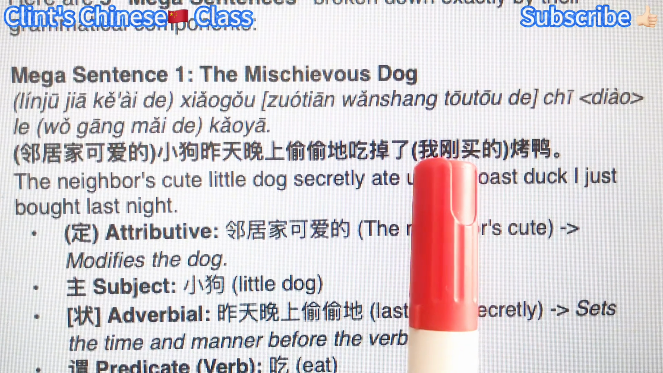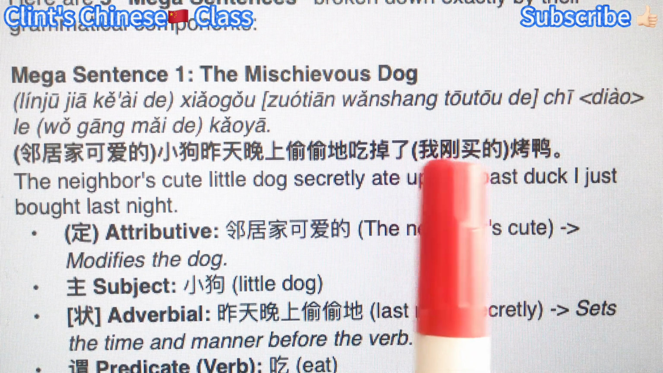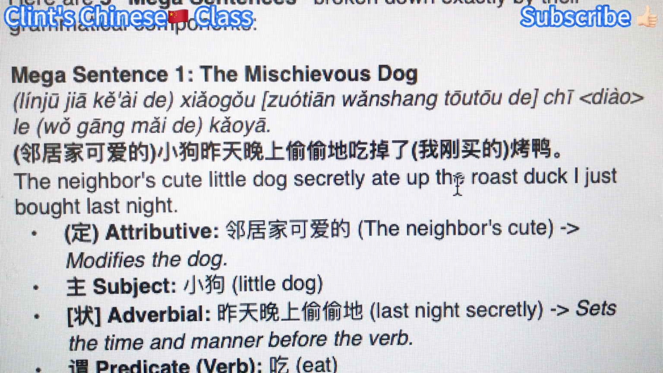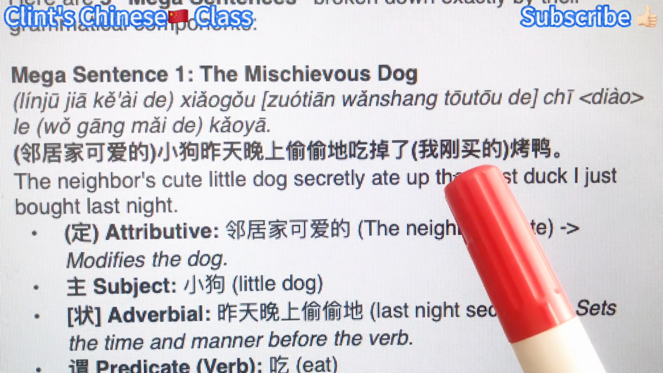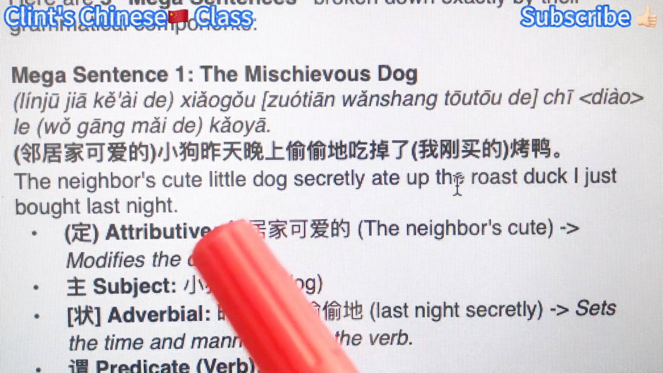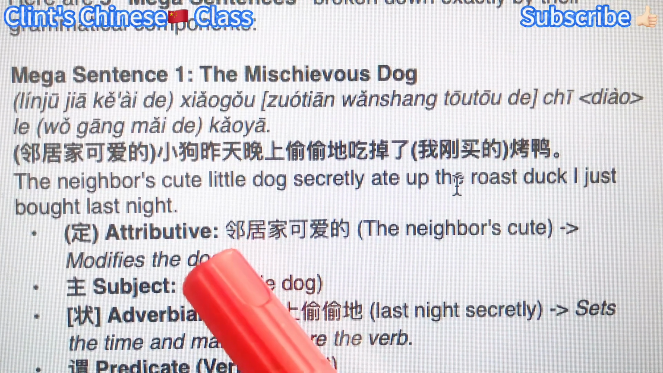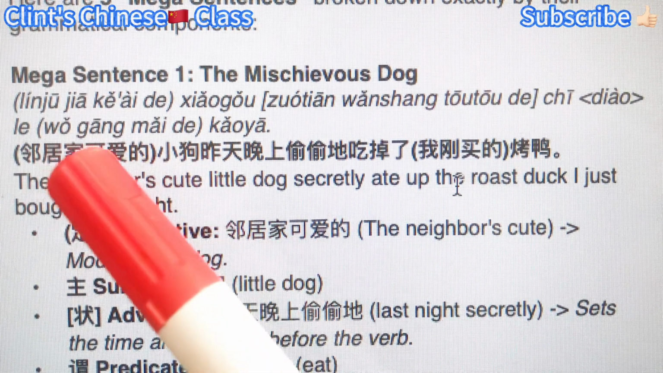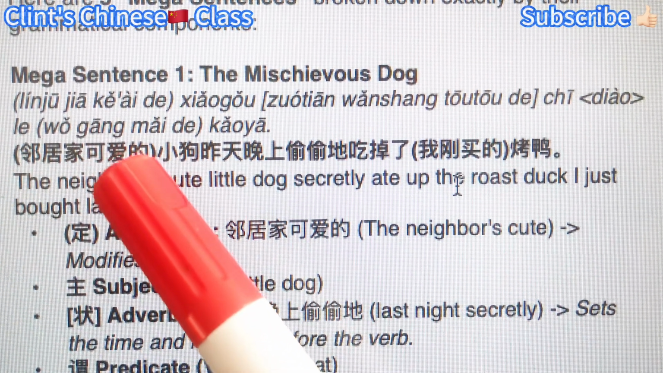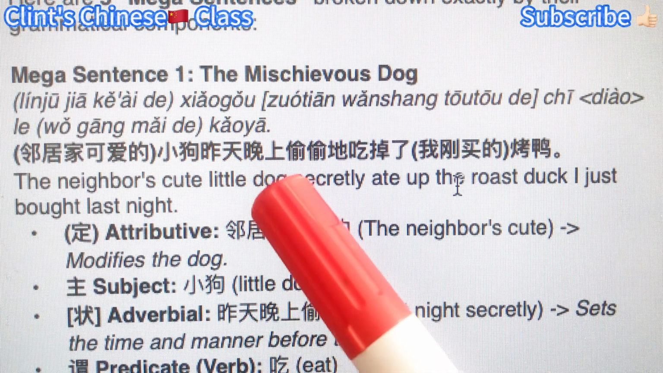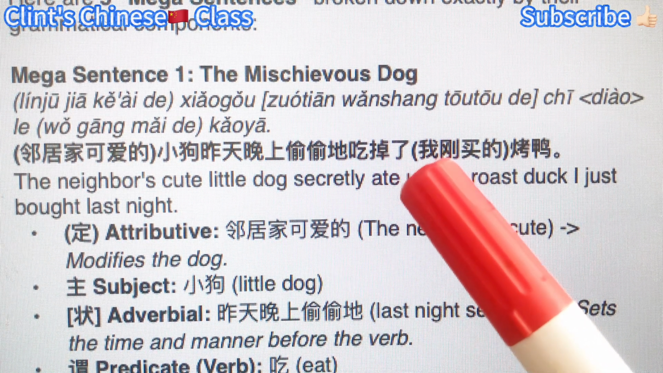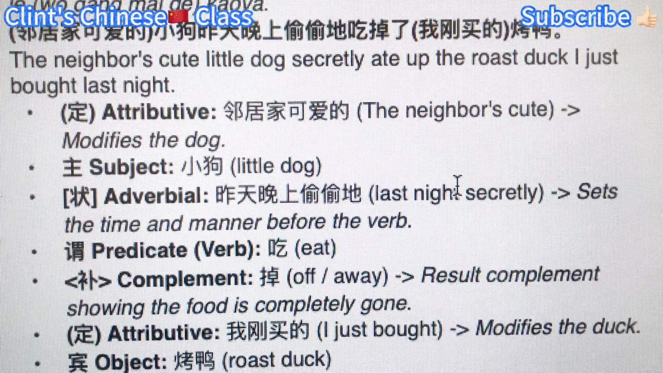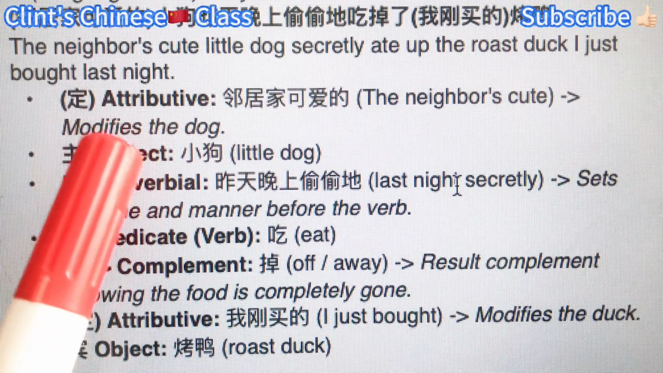Okay, and then you can use attributive to modify the roast duck. The roast duck that I just bought. Okay, I just bought and took it back home, and then it was eaten up by this little dog. Okay, so the whole sentence: the neighbor's cute little dog secretly ate up the roast duck I just bought last night. 邻居家可爱的小狗昨天晚上偷偷的吃掉了我刚买的烤鸭。All right. So that's how you analyze this long sentence.